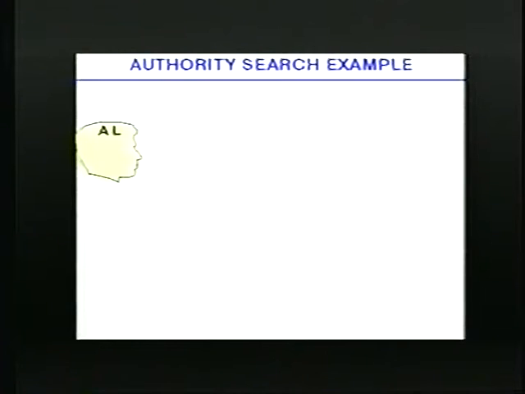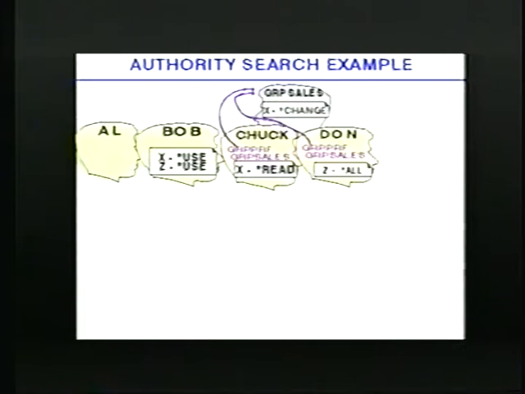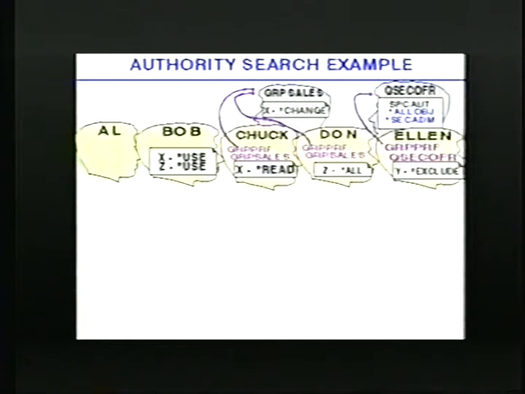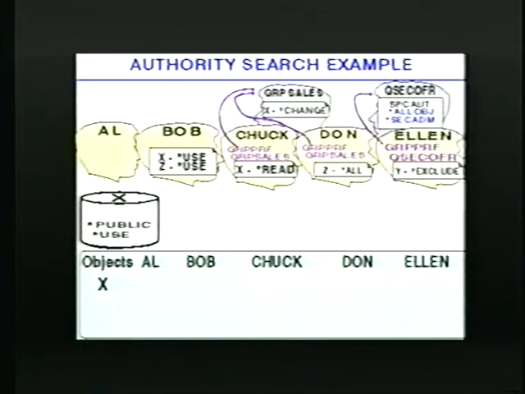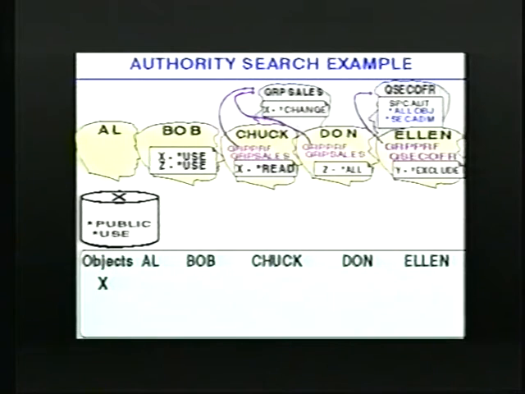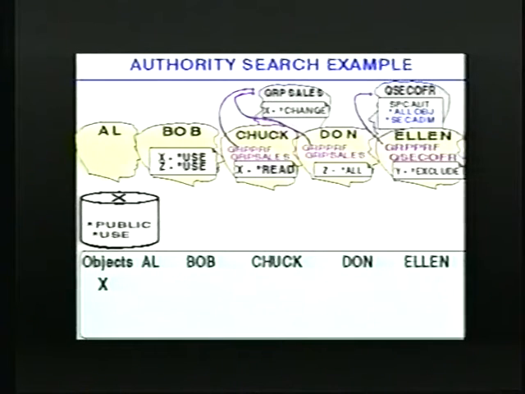Here's an example where we have some user profiles: Al, Bob, Chuck, Don, and Ellen. Chuck and Don have a group profile of group sales, and Ellen, who is my wife, has a group profile of the security officer. We can see in these user profiles where they have their special authorities, and where Bob, Chuck, Don, Ellen, and the group profile also have an authority. So let's ask the question, for object X, who is authorized and what authority do they get? And I would encourage you to stop the tape and spend a few minutes thinking about who has access to these objects. First, for object X.